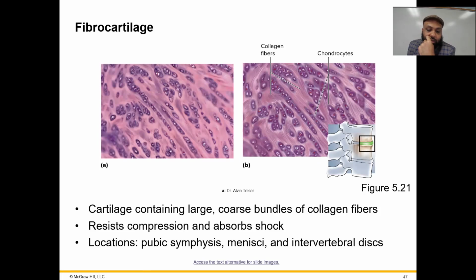Fibrocartilage is cartilage containing large, coarse bundles of collagen fibers. It resists compression and absorbs shock. Locations are the pubic symphysis, the menisci, and the intervertebral disc.